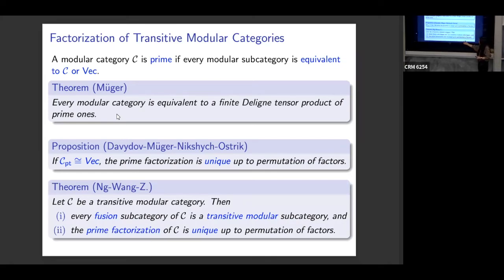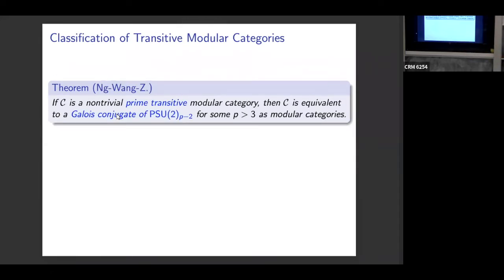Also, basically from the pointed part is trivial, the prime factorization is unique up to permutation of factors. Okay, so let's put everything together. So we have the following classification for transitive modular tensor categories. Basically, if C is a non-trivial prime transitive modular tensor category, then C is equivalent to a Galois conjugate of PSU(2) at level p-2.